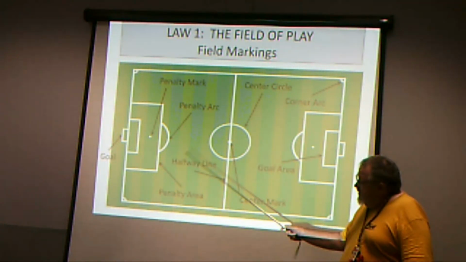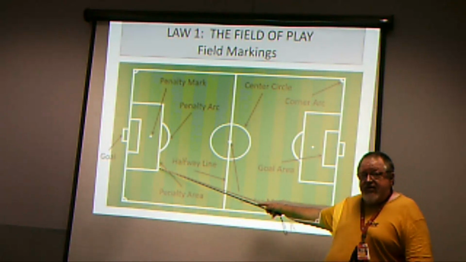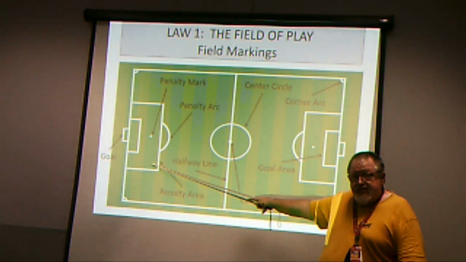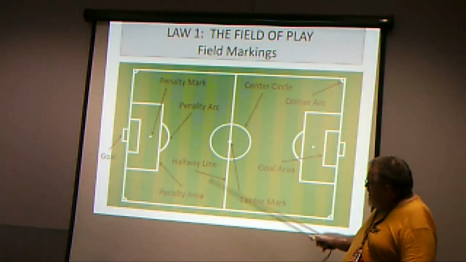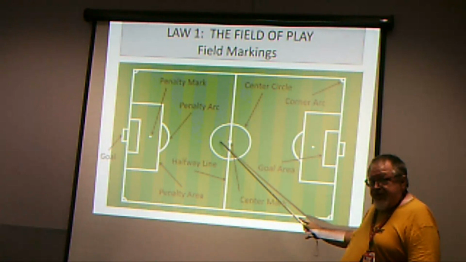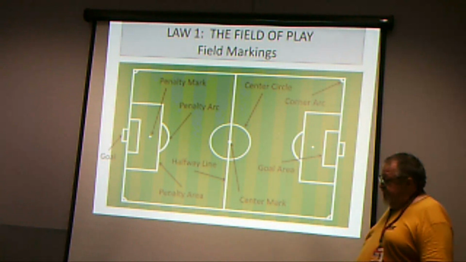Remember, the lines define the boundaries. For example, if there's a foul on the penalty line and it's a direct kick foul, it's going to result in a penalty kick. Okay? If you're not offside, if you're on your side of the field, you're onside. The lines define the boundary. We'll talk about that in Law 11.